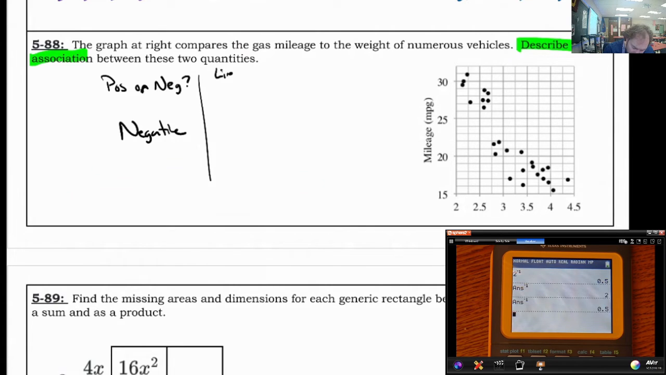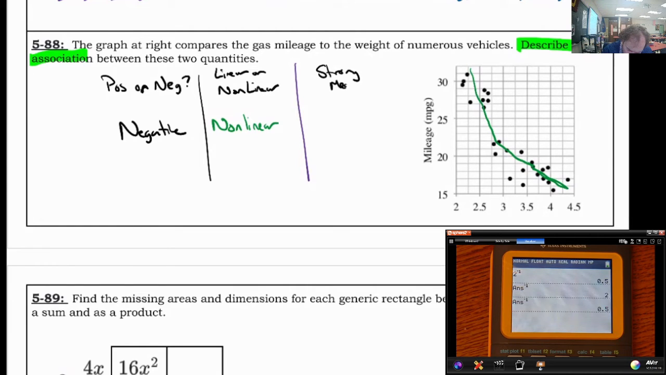The next one is linear or nonlinear. Is it a straight line or not? In this case, I think we are meant to see a curve in this graph. I'm going to say nonlinear. And then the last question is, is it strong, medium, or weak? I'm going to say medium. I guess the word is moderate. I would say there's a negative, nonlinear, moderate relationship between these things.